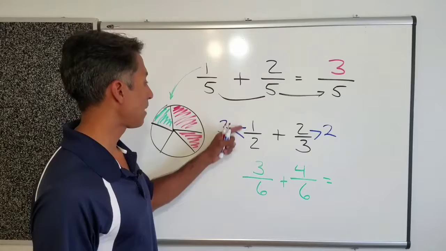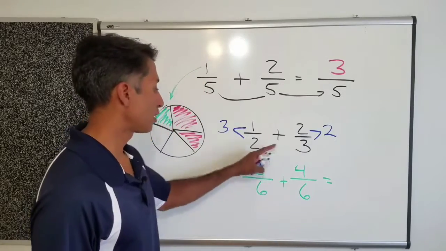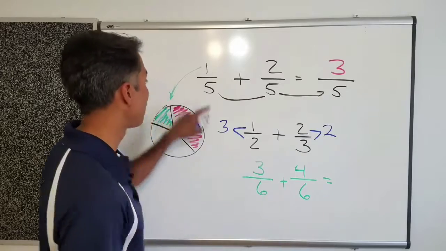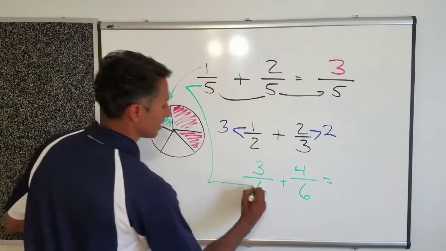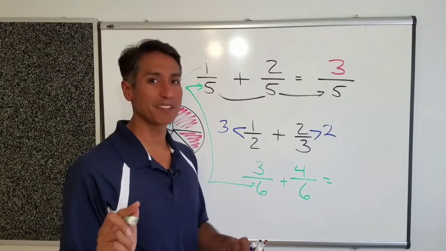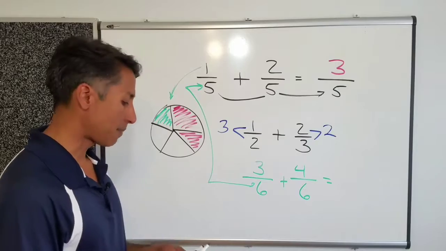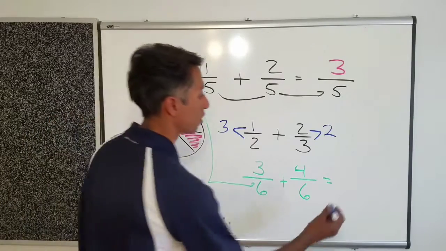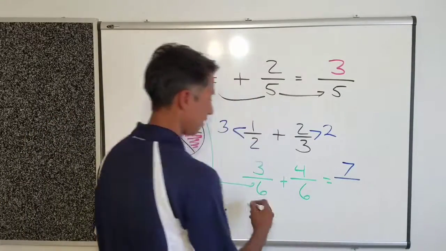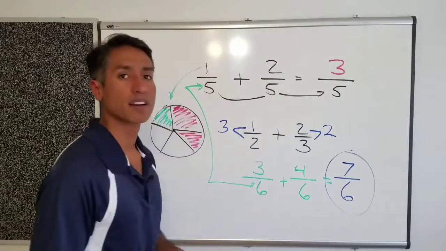Now see what we've done? By multiplying the top and bottom by the opposite denominator, we've now come up with two fractions that have the same denominator. And like I said, once you have the same denominator, now you can start adding the stuff on the top. So 3 plus 4 is 7. The denominator is 6, and that's our answer.